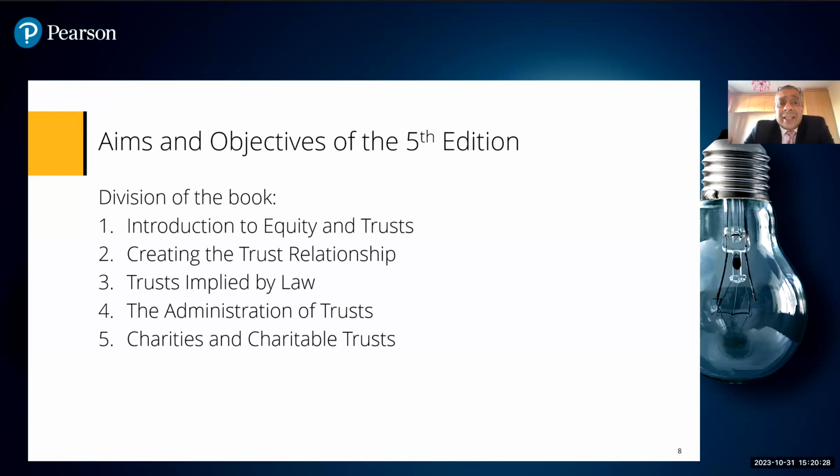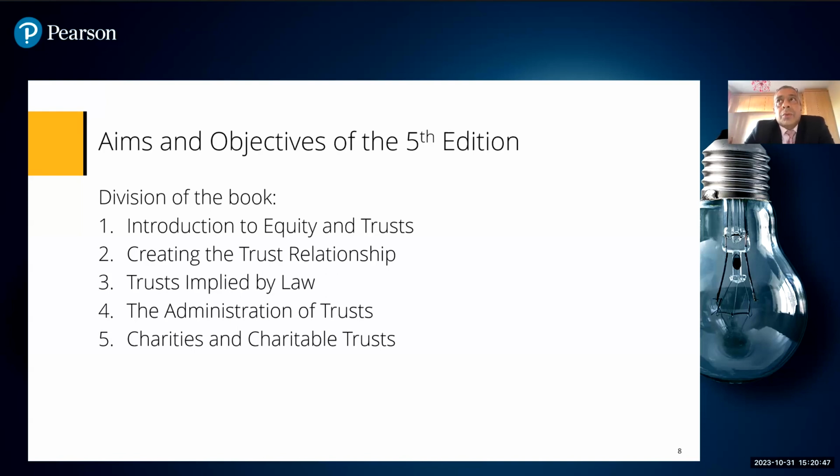So once the students understand the substantive reasons why people create trusts and the concept of modern equity as positioned in its contemporary form, we can then ask the students to say, we'll now move on to looking at how we create the trust relationship. Okay, so how do you create a trust?